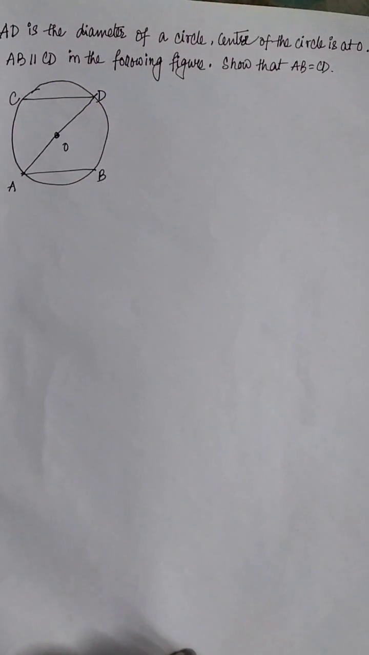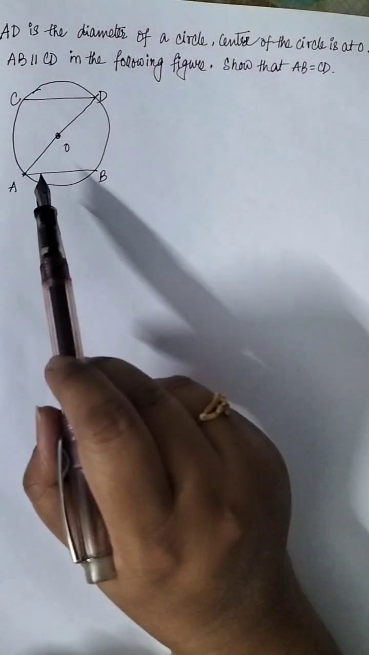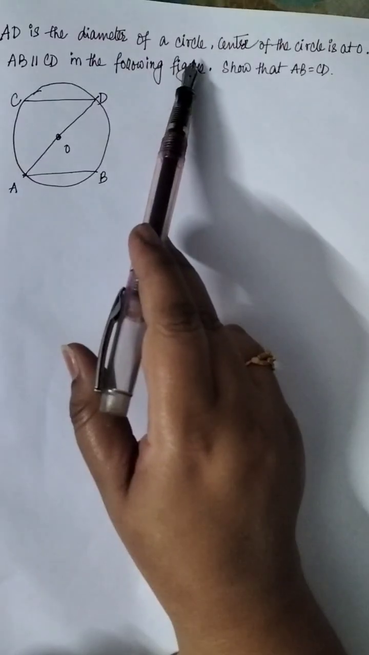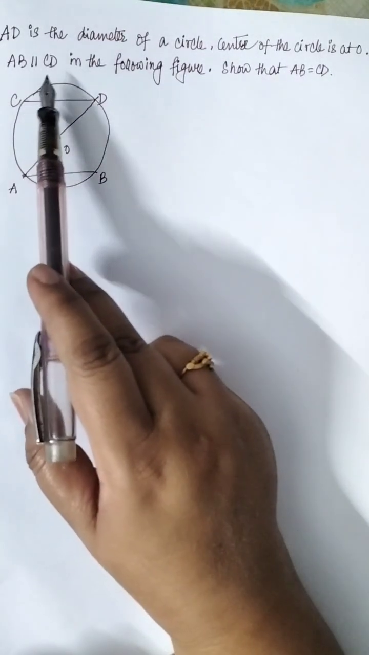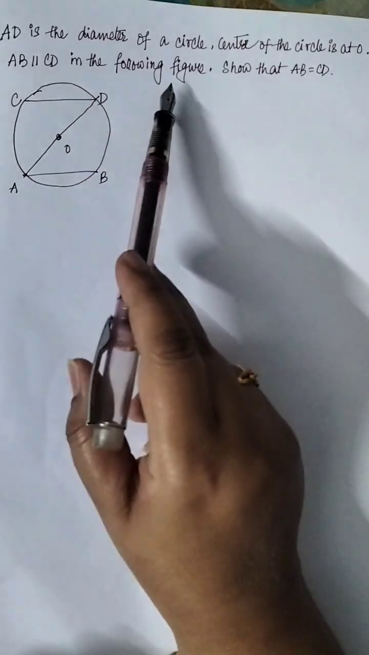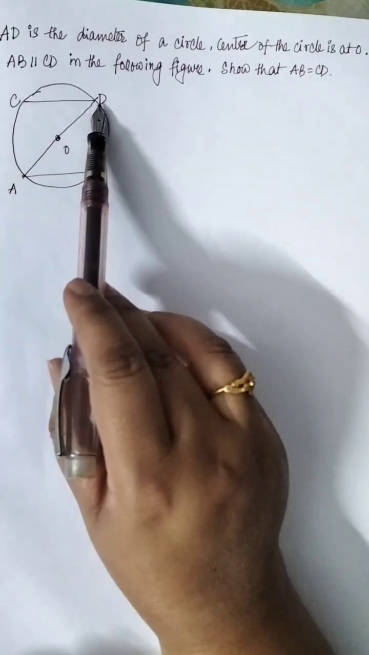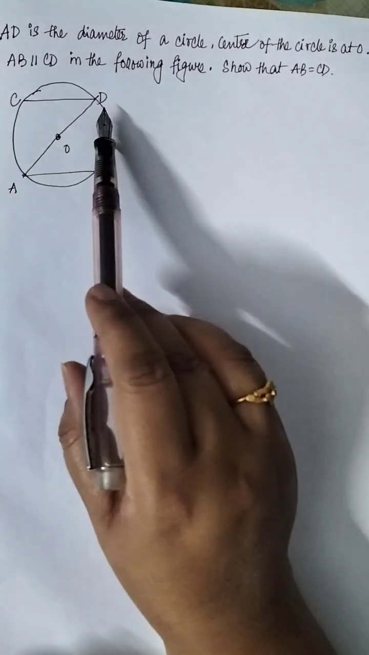In this video, we shall show a very important statement based on the properties of circle. That is, if AD is the diameter of the circle, center of the circle is at O, and AB parallel to CD in the following figure, then we have to show that AB equal to CD.